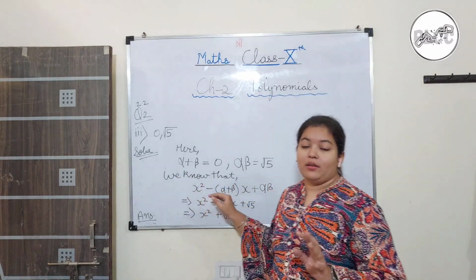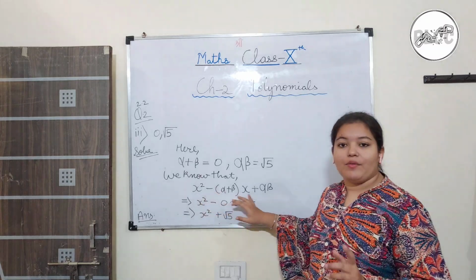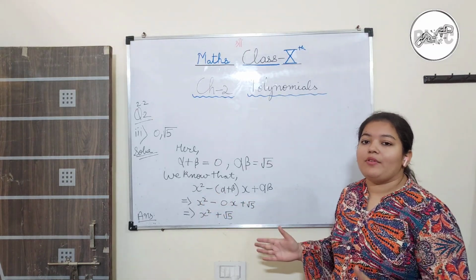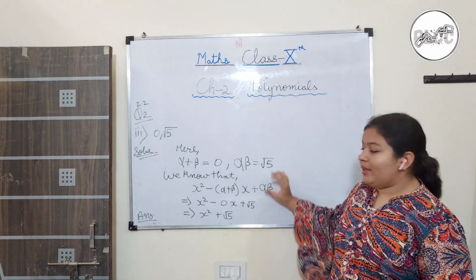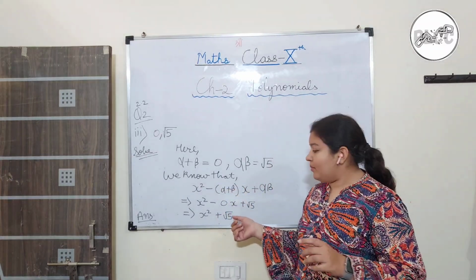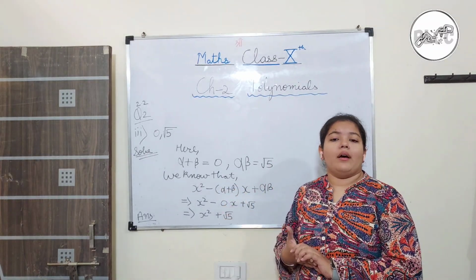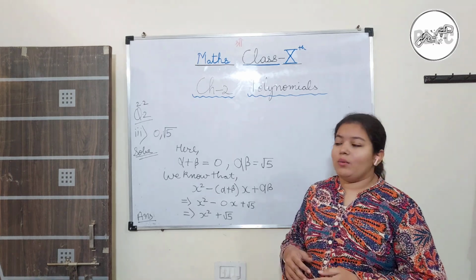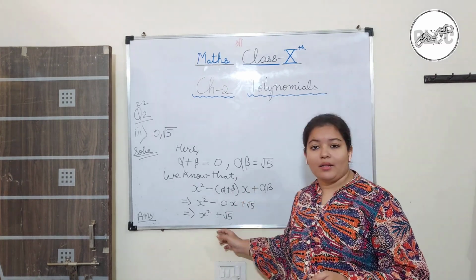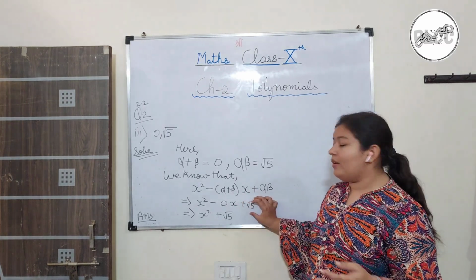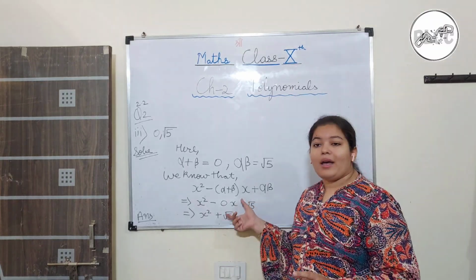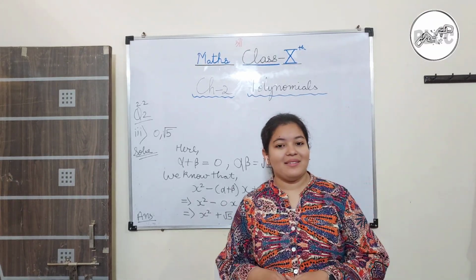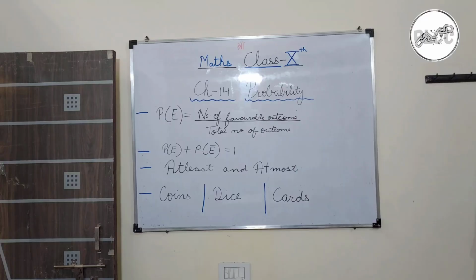We know the polynomial is x square minus (alpha plus beta) x plus alpha into beta. Just put the values. Alpha plus beta is 0 and alpha into beta is root 5. The term multiplies x with 0, and multiplying any number with 0 will give you 0, and that's why we have not written it in the answer. But if you write it here, there's no problem, no issue. So here's the answer, and we are completed with our chapter number 2.